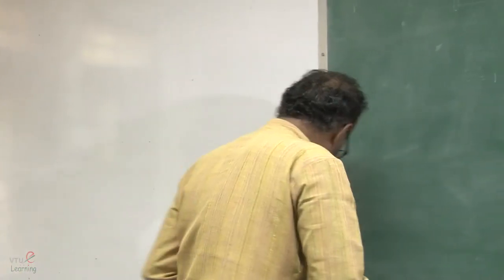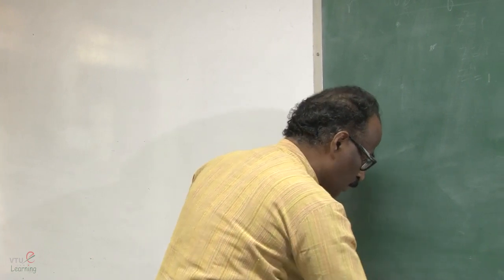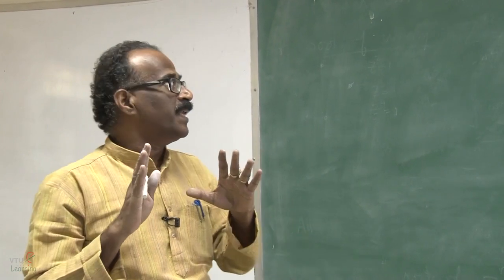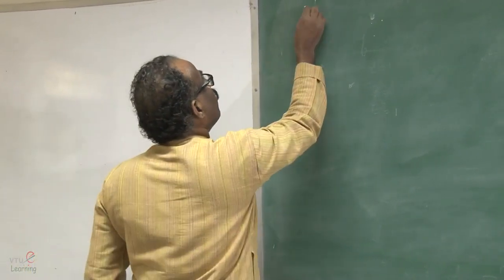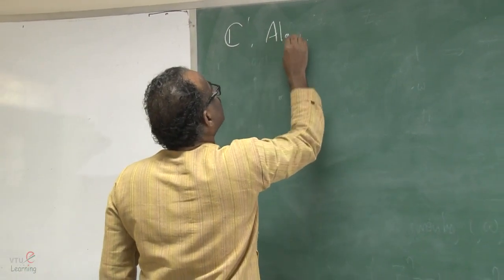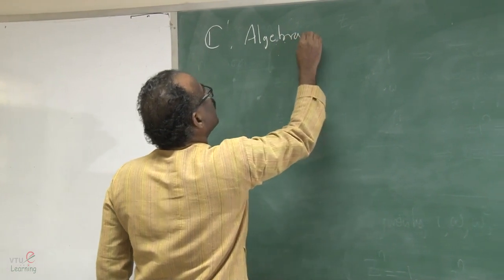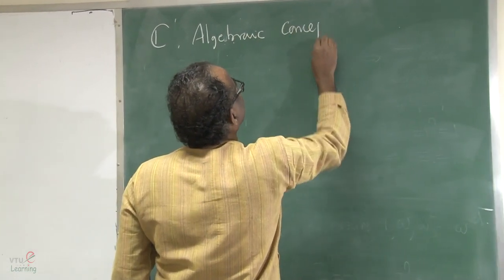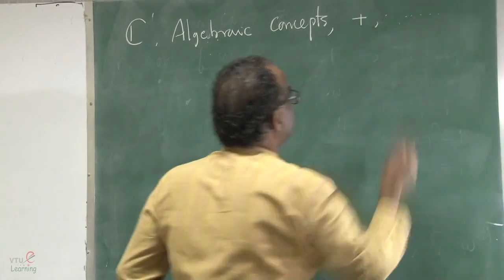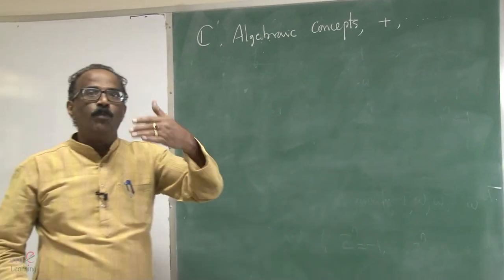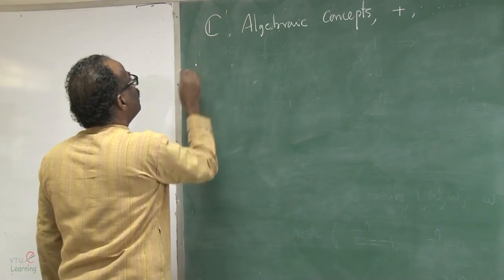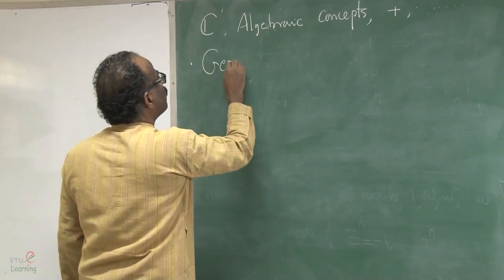Okay, so welcome back again. What we have seen now, I am going to introduce a new concept. So far, you have C together with some algebraic concepts. What are the algebraic concepts? Addition, multiplication, etc. And we have seen various properties of this. Now we are going to do another property, what is called a geometrical property.